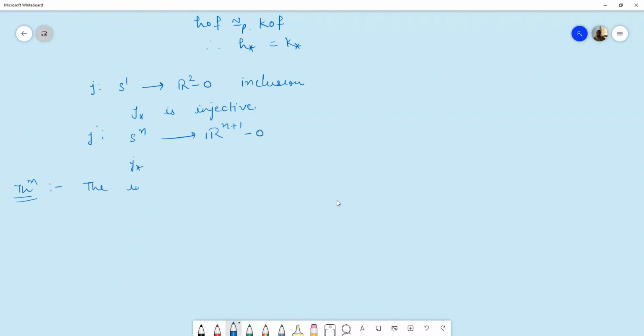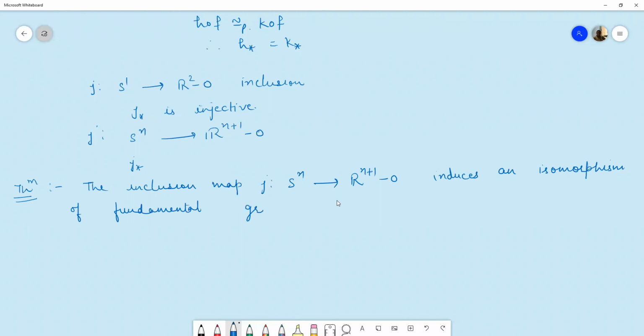The inclusion map J induces an isomorphism of fundamental groups. Let us take X to be the space Rn plus 1 minus 0 for simplicity. And we take a point B naught of the n-sphere Sn, which is given by (1, 0, 0, 0). Let this be the point of Sn.